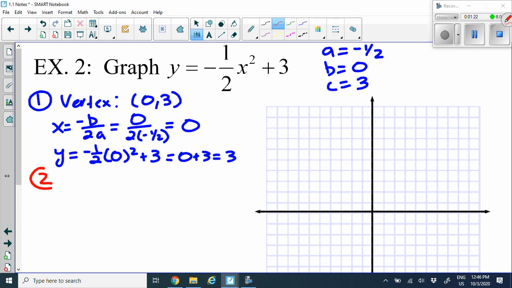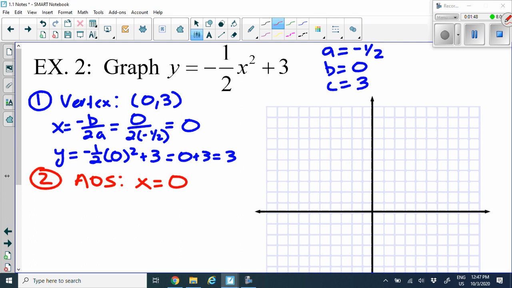Okay, next, let's talk about the axis of symmetry. I call it AOS, just for short. Okay? So remember, make sure it is an equation, so you need x equals. So for axis of symmetry, it's always going to be the x value of our vertex. In this case, it's 0, so the axis of symmetry is x equals 0. Okay, our next thing is going to be graphing.